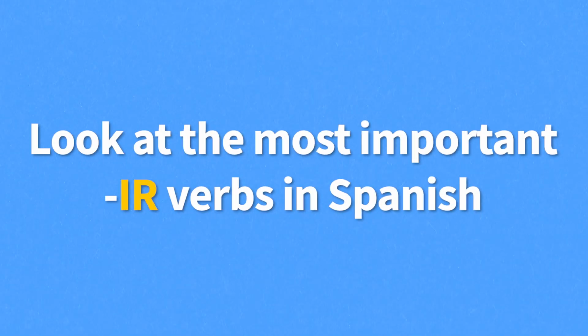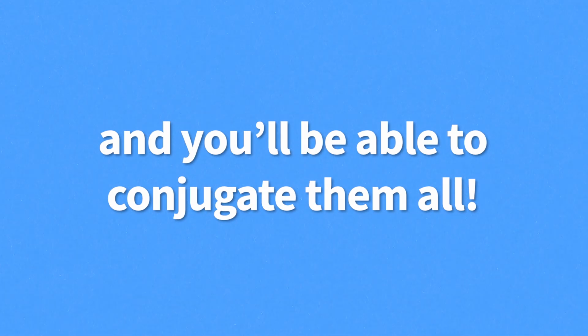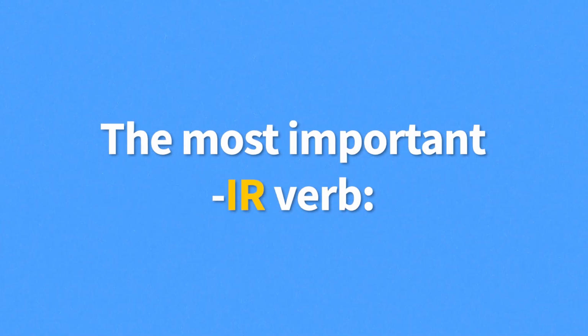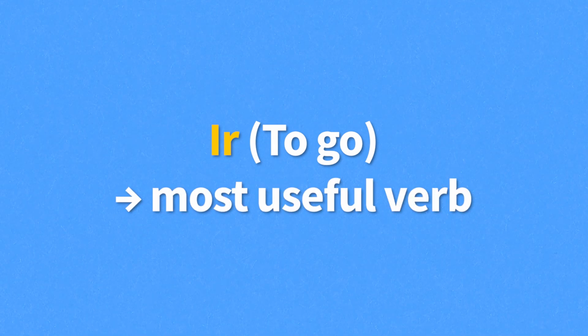If you didn't get them all, don't worry. We're going to look at all the most important IR verbs in Spanish, and you'll be able to conjugate them all by the end of this video. So, now that we know the basics, let's look at the most important IR verb, the verb to go, or simply ir in Spanish. The verb ir, or to go, is one of the most useful and common Spanish verbs.